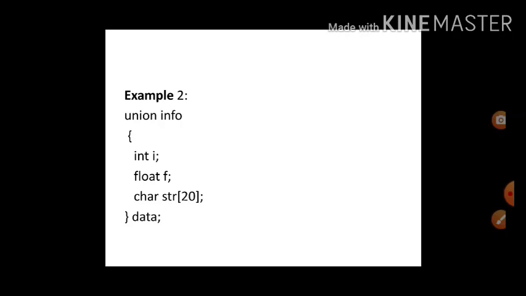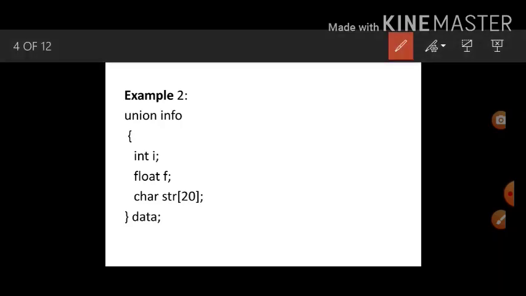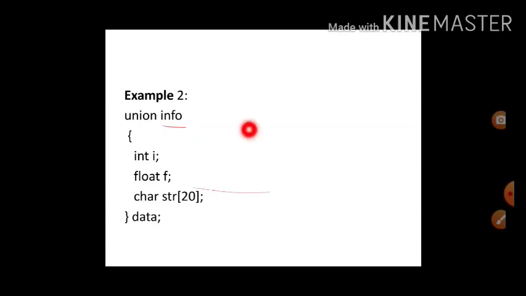Another example, now the name of the union we choose is info. So we write union info. Now we declare our variables. There is one integer I, a floating point number f, a character string of size 20. Here I am declaring a variable data of type union info.